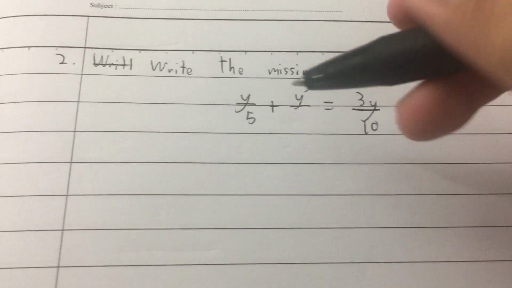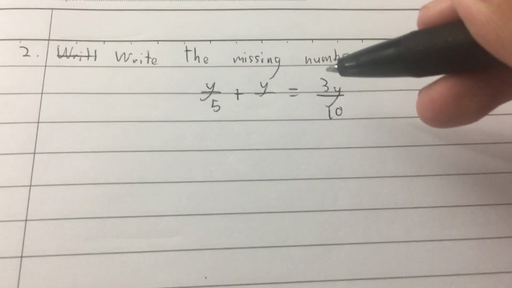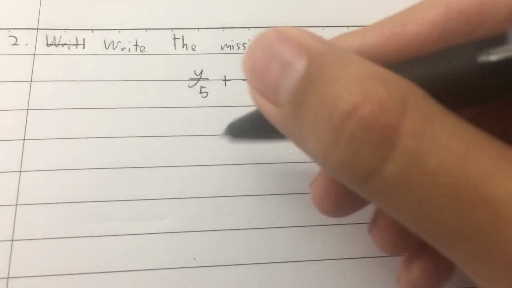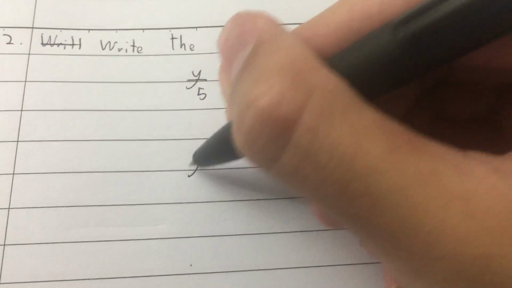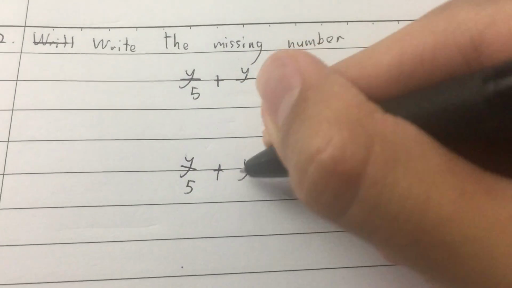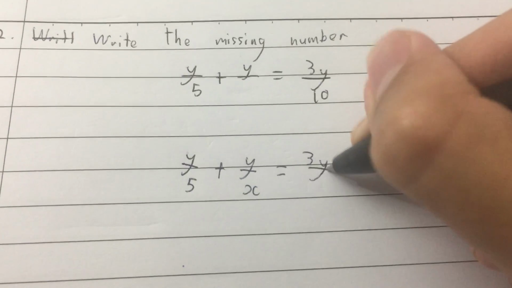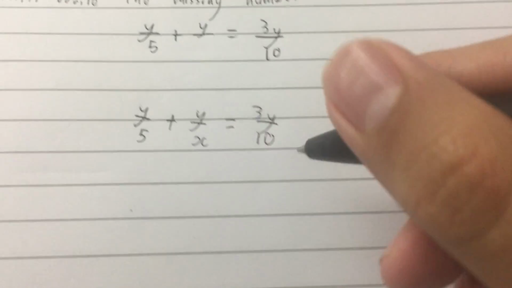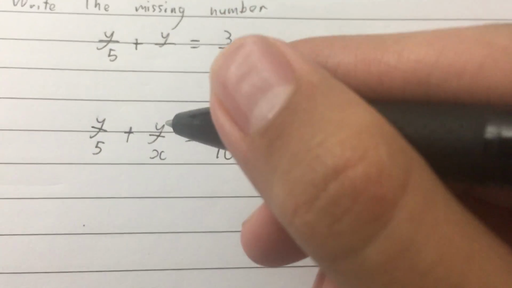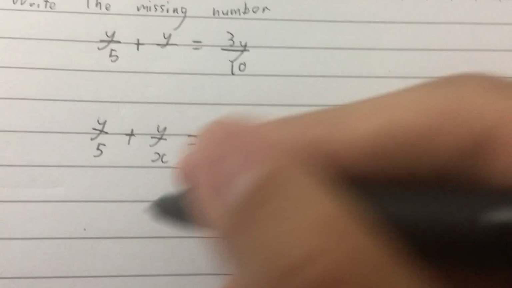Write the missing number. y over 5 plus the missing number equals 3y over 10. Let's start off by substituting the missing number with x, like this. After we've found x, the first thing we need to do is separate the x from the rest. So let's move this to here.